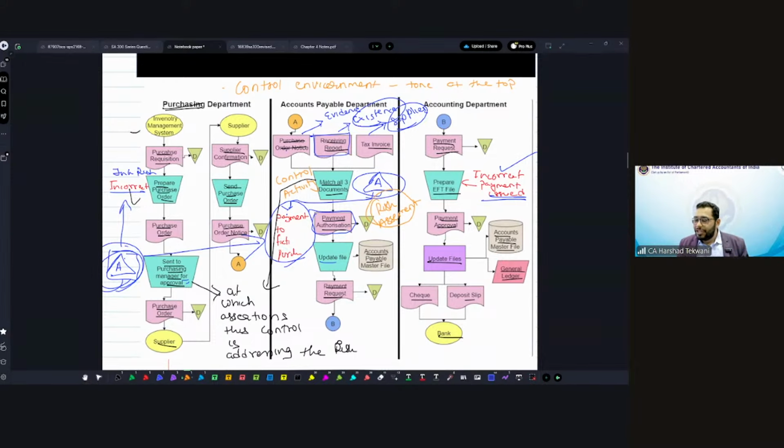Can anyone tell me which is the fourth component of internal control? Which is the fourth component of internal control? No, no, Sanjay. No, fourth component.